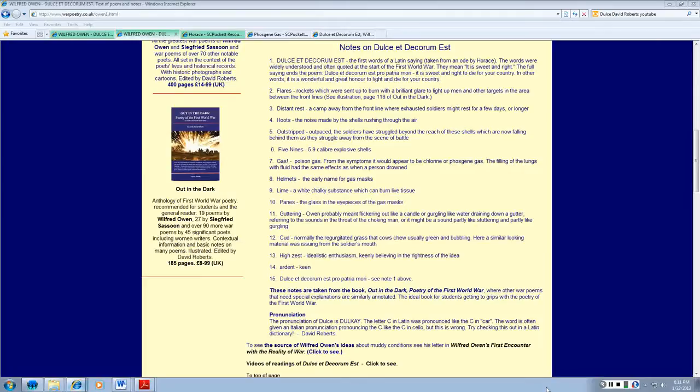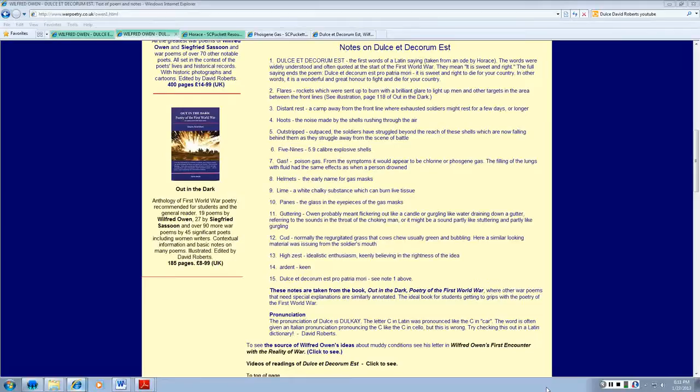The poisonous gas that we'll look at in just a moment and the symptoms to it, it would fill the lungs with fluid and it would have the effect of a person who is drowned. The helmets are referring to the gas mask. Lime is a substance that can burn live tissue. Panes are the glass pieces in the gas mask. The sound is the sound of someone drowning and the sound of a candle going out.